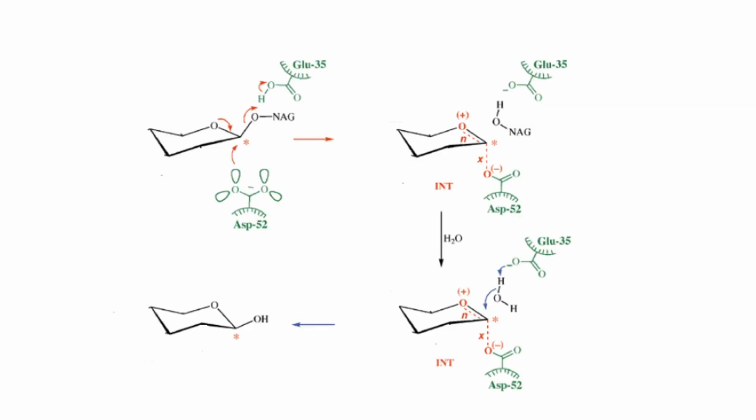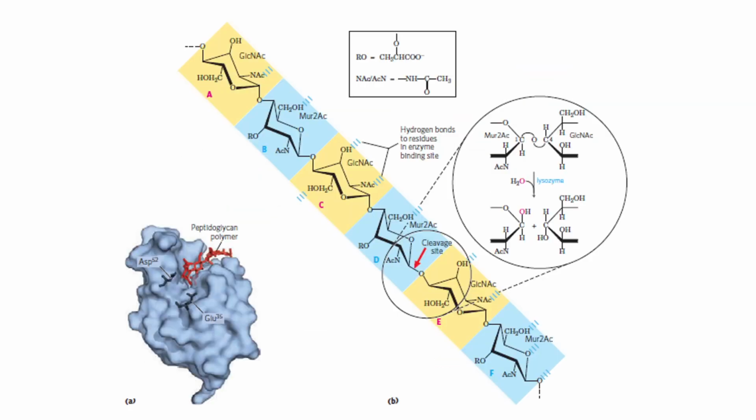I had already explained, but I'll explain again. Here this is the bond between the NAM and NAG unit. The bond is between the first carbon of the NAM and the fourth carbon of the NAG, and this bond is called the glycosidic bond. So the glycosidic bond is formed between the first carbon of NAM and the fourth carbon of NAG. This is basically a 1,4 glycosidic bond.